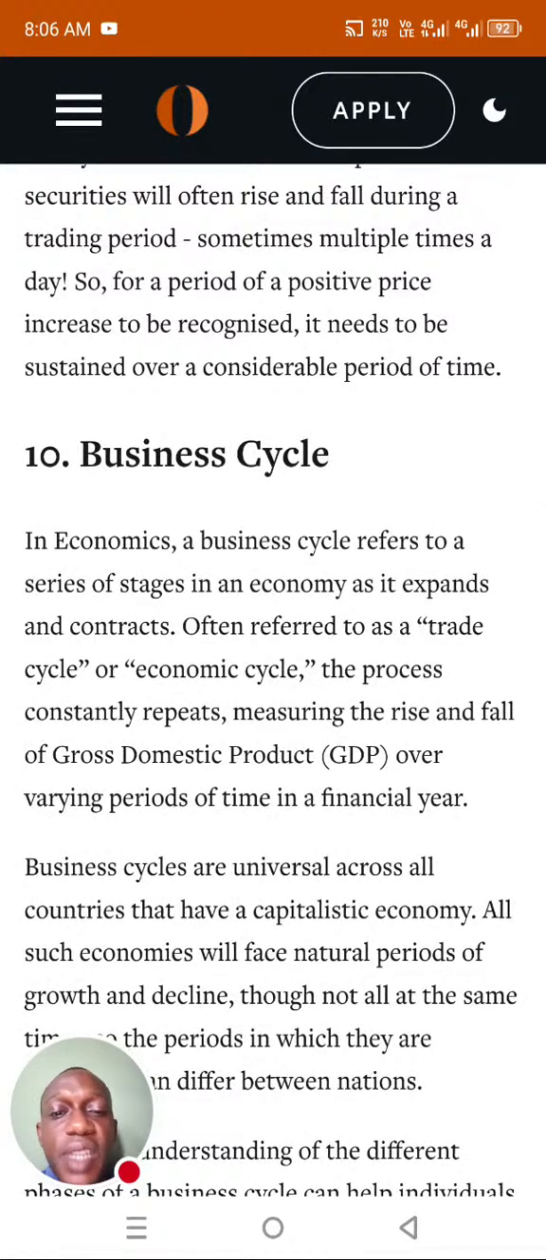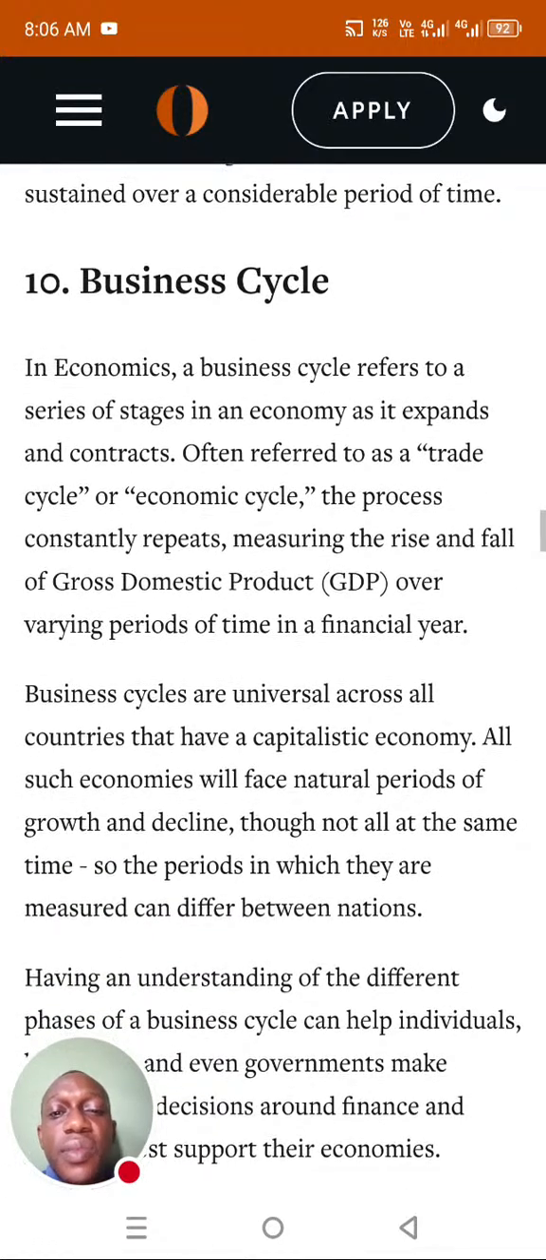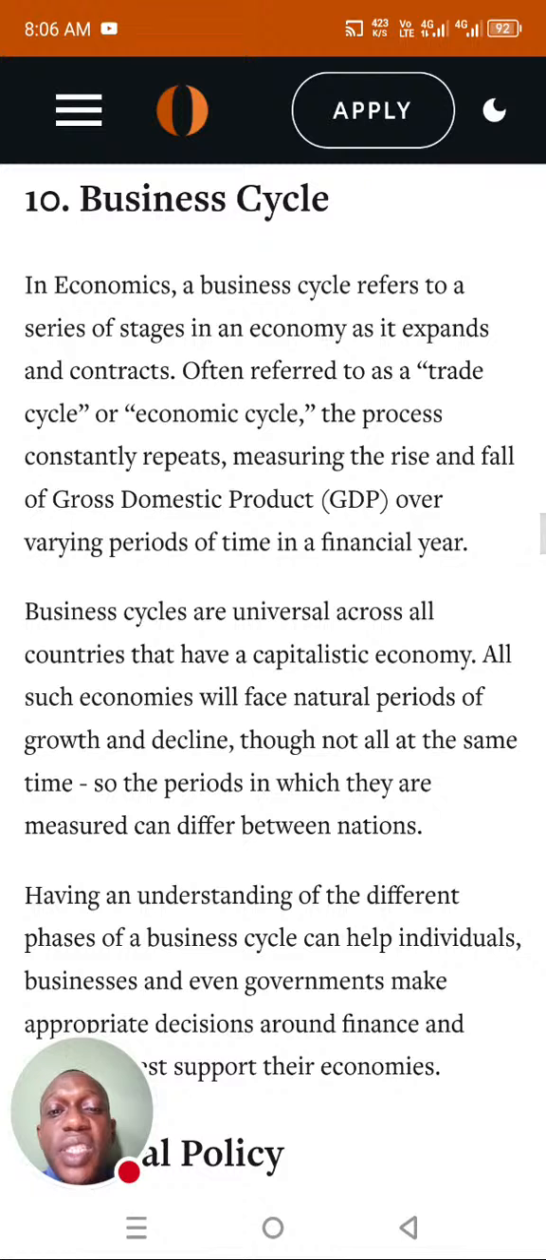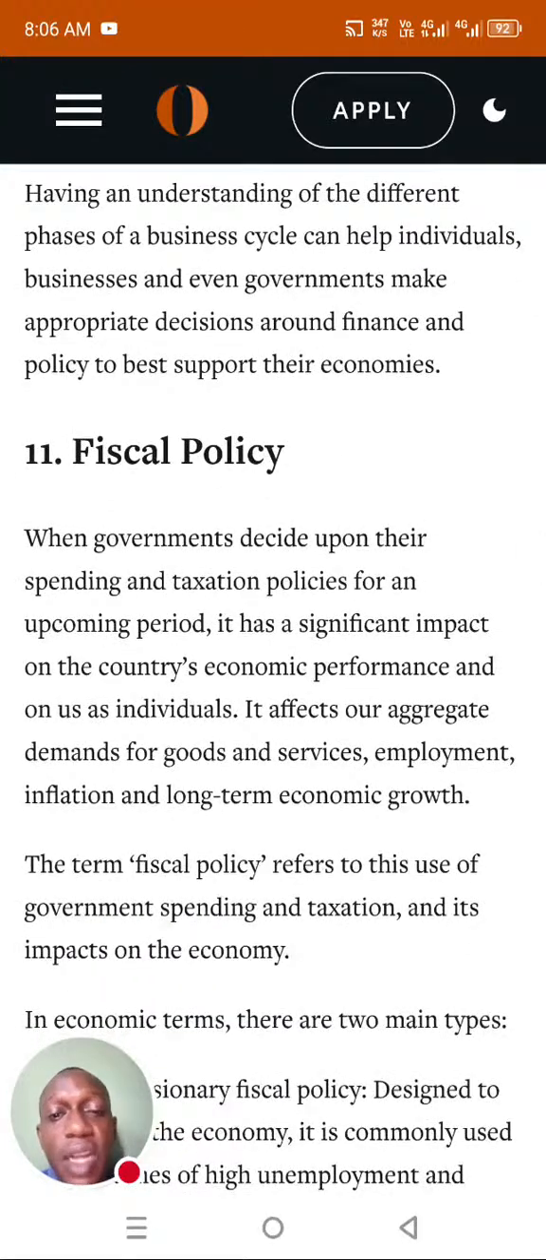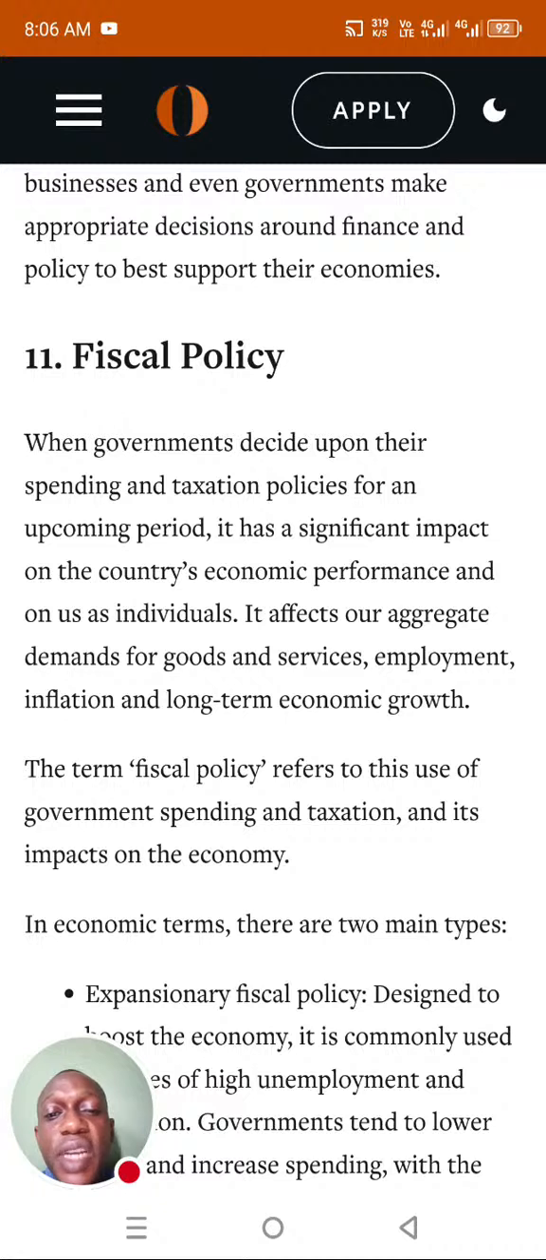So number 10, we have business cycle. That's another thing. Okay, business cycle refers to a series of stages in an economy as it expands and contracts. Okay, often referred to as a trade cycle or economic cycle. Now, the process constantly repeats, measuring the rise and fall of gross domestic product. So you must use the term business cycle whenever you want to say things that are similar to it. We have fiscal policy, okay, when government decides upon their spending and taxation policy for an upcoming period.